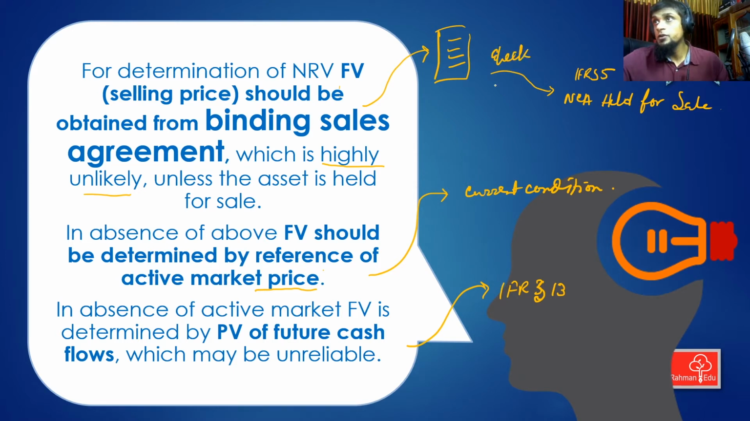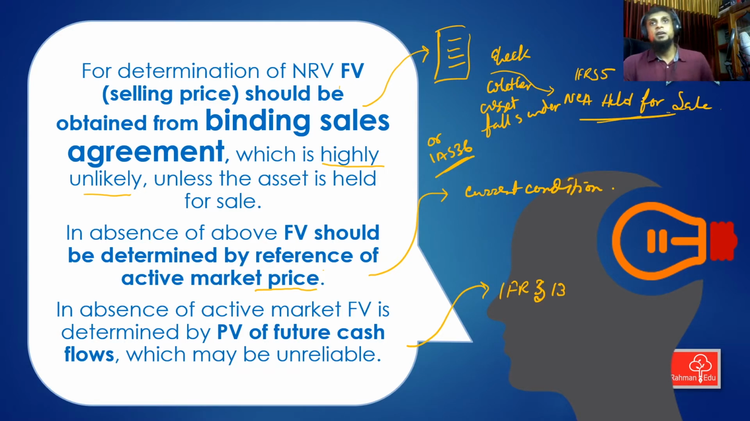Check whether the asset falls under IFRS 5 or IAS 36. Most probably it will go under IFRS 5. But for IFRS 5 there are other conditions, not only the binding contract. Binding contract is not a condition, but sales need to be highly likely. Binding contract means sales is definitely highly likely.